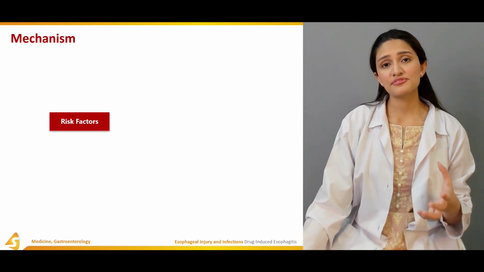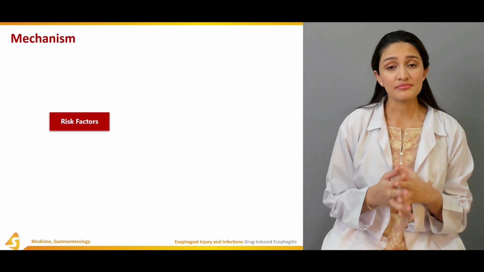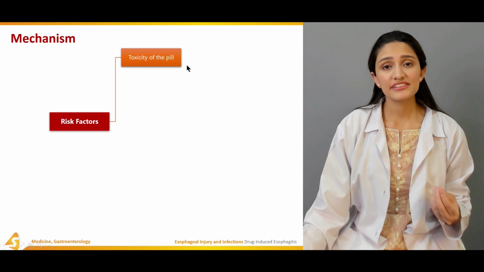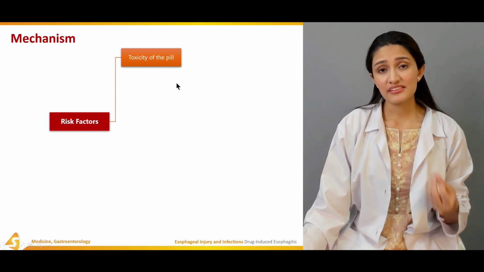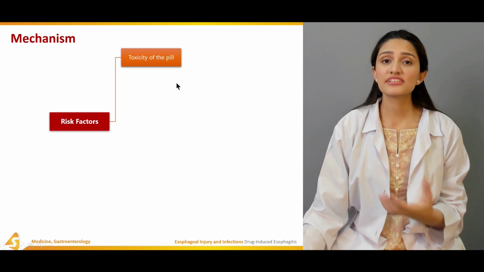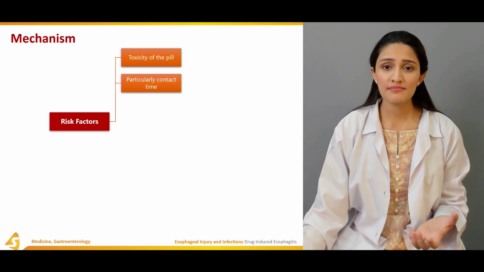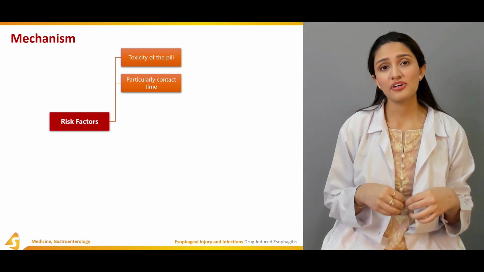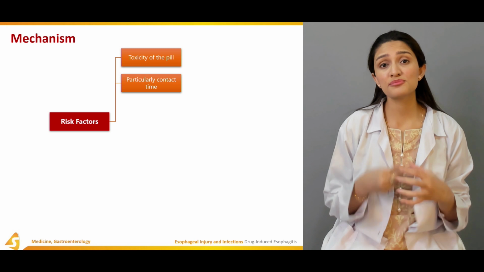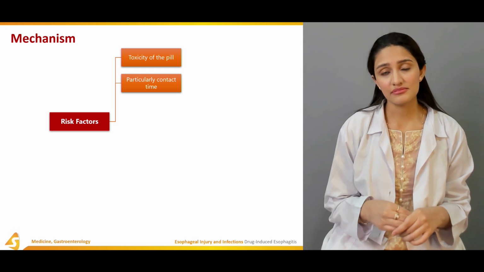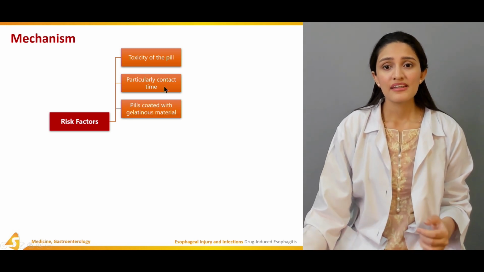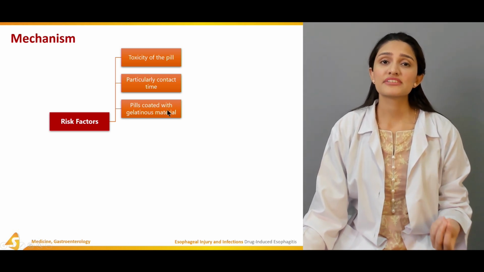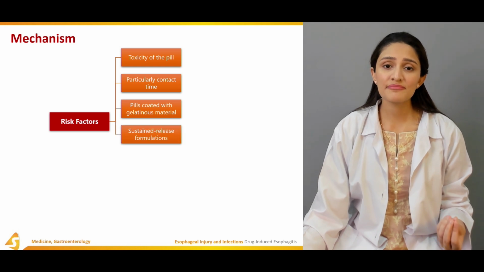Next, the different types of risk factors that can cause injury to the esophageal mucosa. These include toxicity of the pill. The more toxic the pill, the more injurious effect it has on the esophageal mucosa. Particularly the contact time: if the medicine resides in your esophagus for a longer period, it causes more injurious effect to the mucosa of the esophagus. Pills that are coated with gelatinous material are more prone to cause injury to the esophageal mucosa.